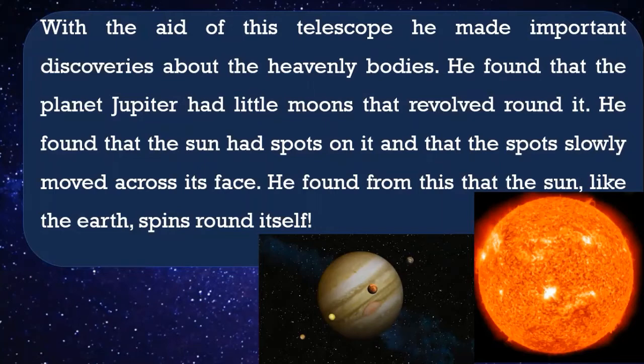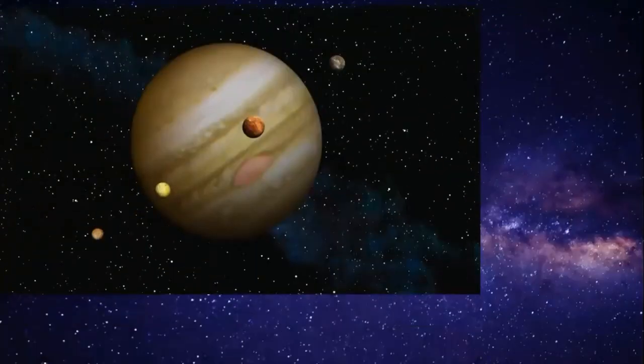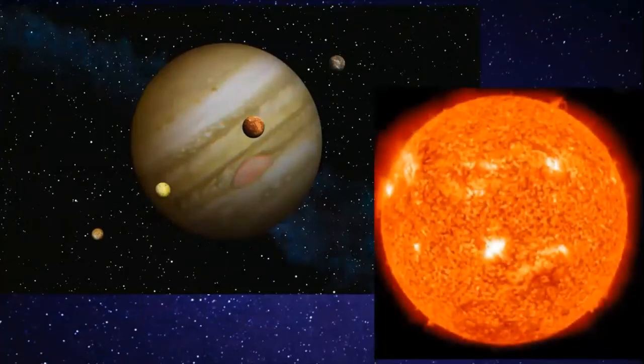Did you all understand this paragraph, children? Remember this. The two important discoveries are: the moon revolves around the Jupiter, and the sun has got spots, which slowly move, and the sun moves around itself like the earth. Okay, so remember this. Even in question answers, this will be coming.